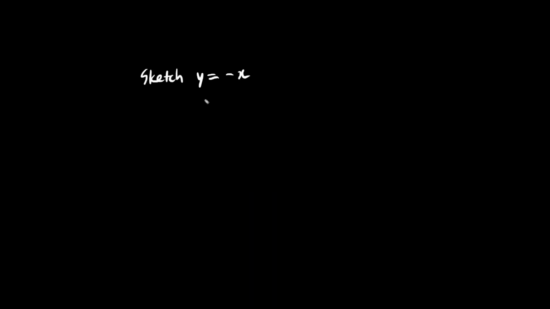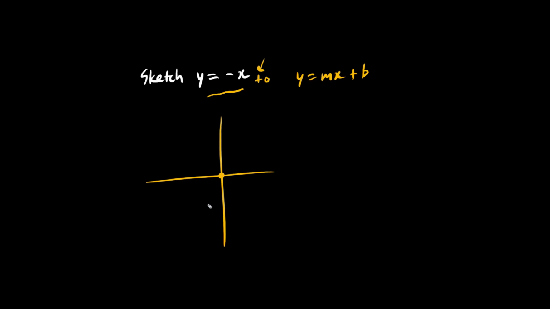Let's sketch the line y equals negative x. Now we're used to the slope-intercept form y equals mx plus b. But here there is no b value. Essentially we're adding plus 0. So if the y-intercept is 0, it means we draw a dot here at the origin.